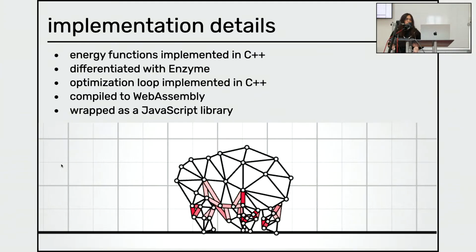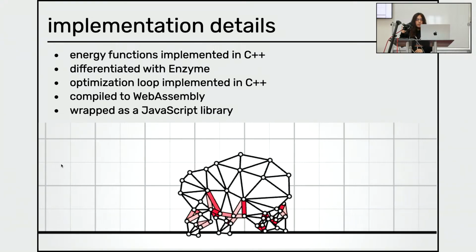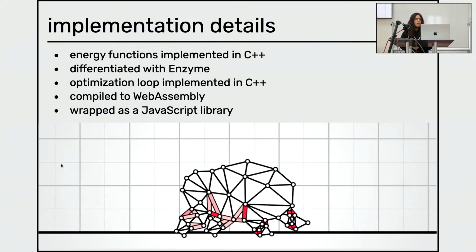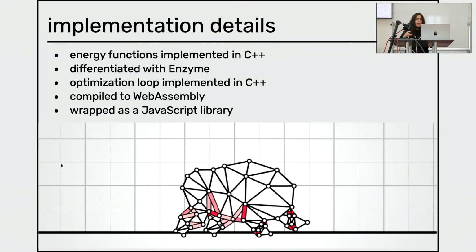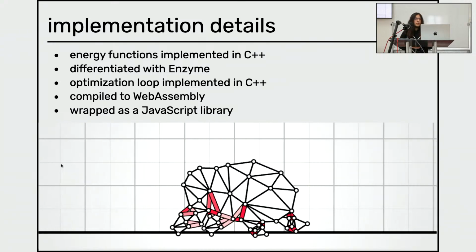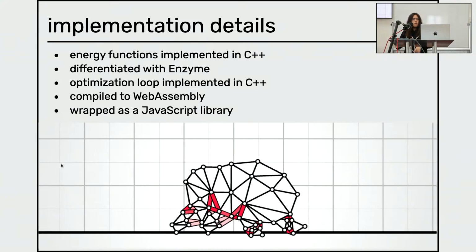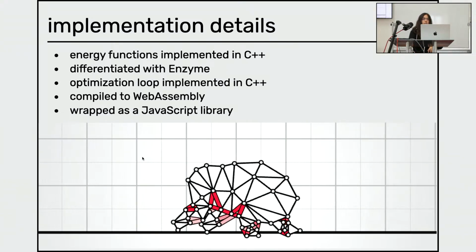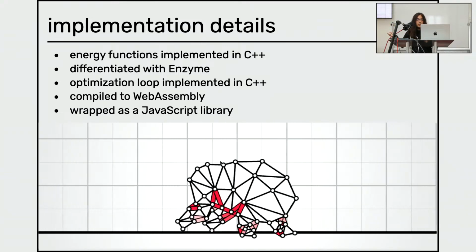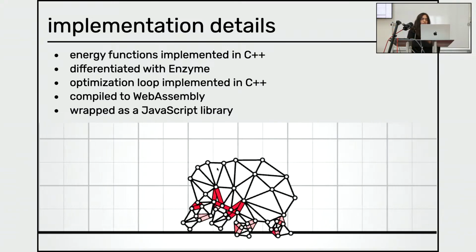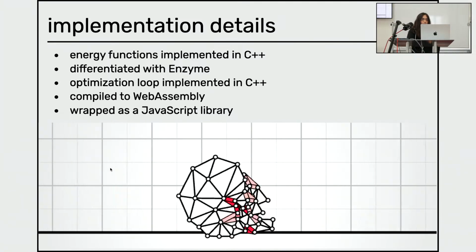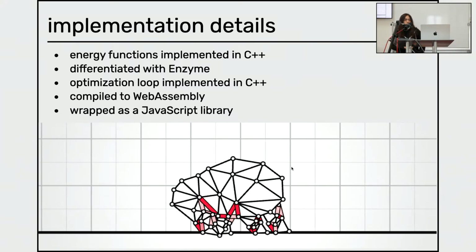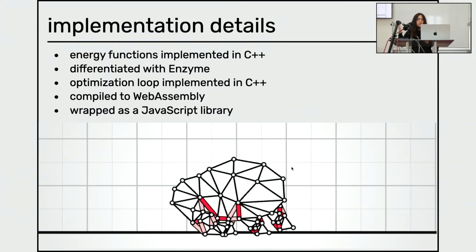But these days, Enzyme is one of my favorite automatic differentiation systems. So this new implementation uses Enzyme. The energy functions are implemented in C++. I use Enzyme to differentiate them, of course. And then the optimization loop is also implemented in C++. Then I compile the whole thing to WebAssembly, and I can implement a JavaScript wrapper. And that's what allows me to show you my simulations here in the browser. And it's not just a video, it's actually interactive. So that's one of the superpowers that we get by just being in the LLVM ecosystem. We can compile to WebAssembly and all these other targets.